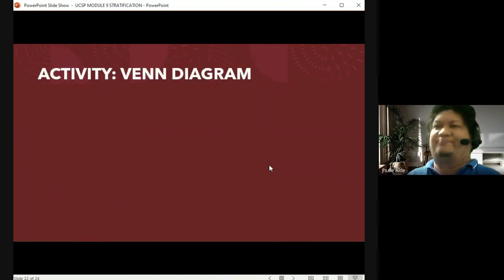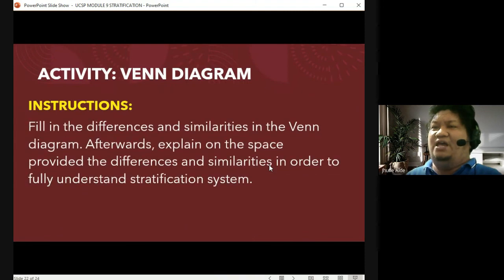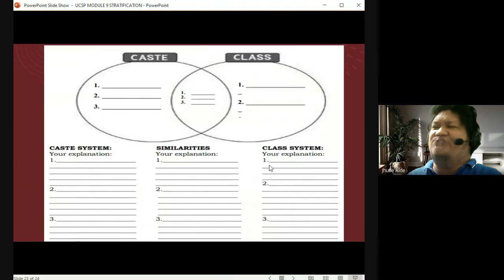Okay? So now let's move on to the activity. Part of this is part of our objectives kanina is the Venn diagram. So here, you will fill in the differences and similarities in the Venn diagram. Then afterwards, you have to explain on the space provided the differences and similarities in order to fully understand the stratification system.